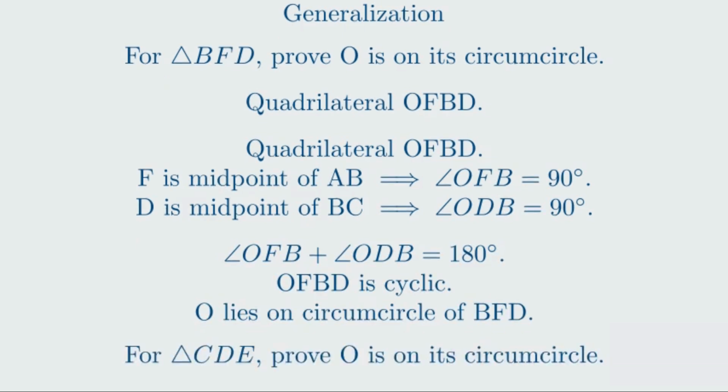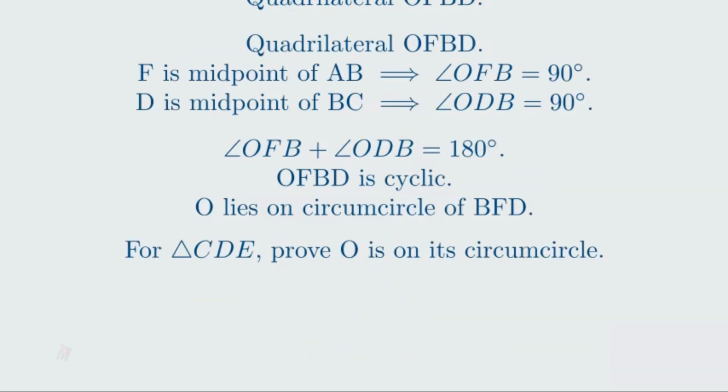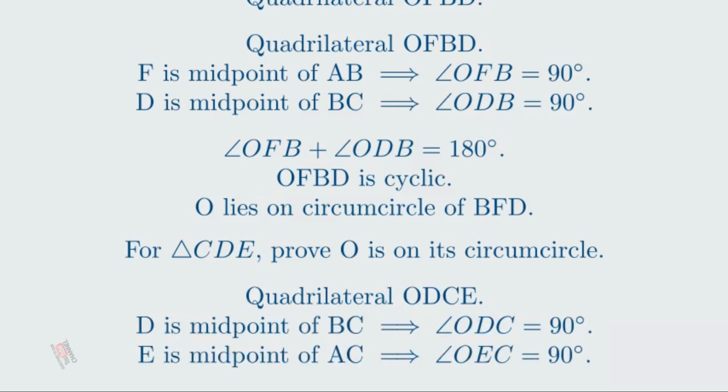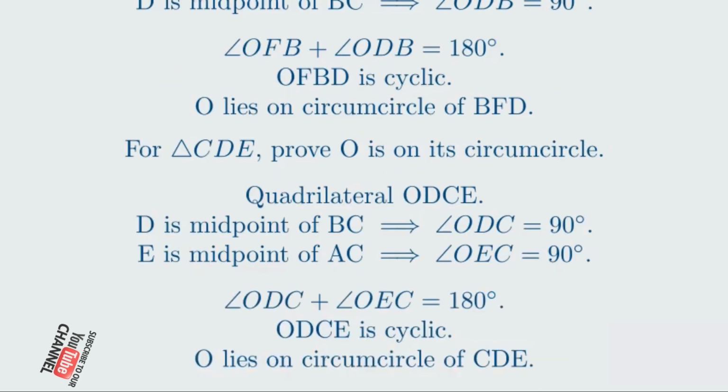And for the circumcircle of triangle CDE, we would look at quadrilateral ODCE. D is the midpoint of BC, so OD is perpendicular to BC. Angle ODC is 90 degrees. E is the midpoint of AC, so OE is perpendicular to AC. Angle OEC is 90 degrees. The sum of angles ODC and OEC is 180 degrees, so ODCE is cyclic, and O lies on the circumcircle of CDE. Let's bring this all together to form our final conclusion.